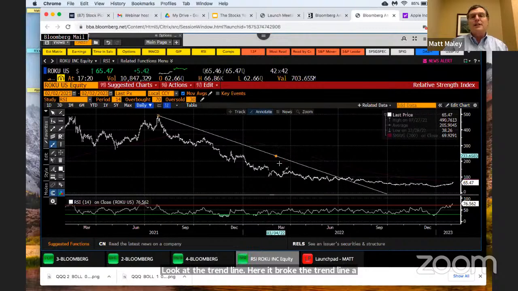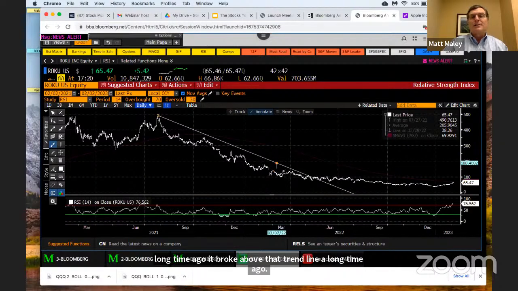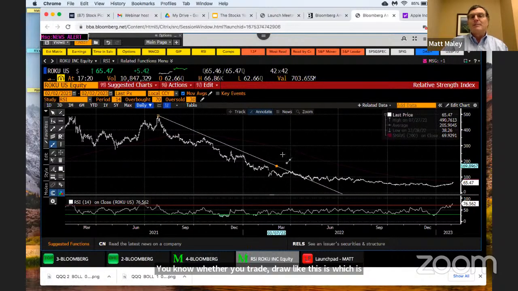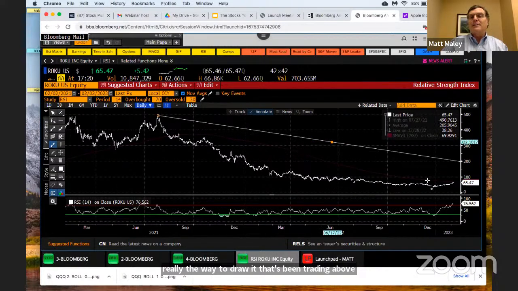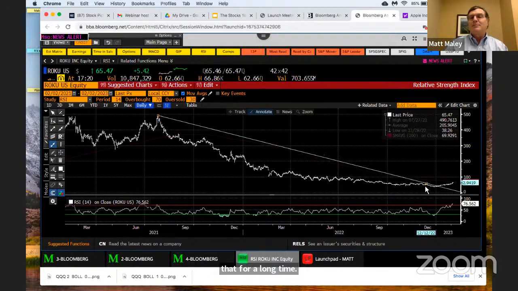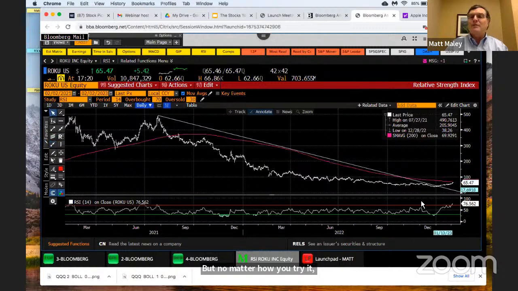Whether you draw it like this, which is really the way you should draw it, gosh, it's been trading above that for a long time. But no matter how you draw it, if you want to go way out to here, that's still above that trend line. I mean, it's turning back up. It's forming a nice base. So on a longer term basis, the stock looks good, and let's shrink it up here.